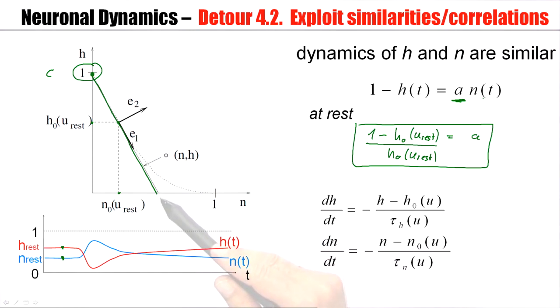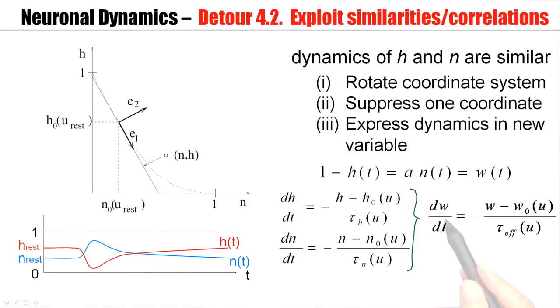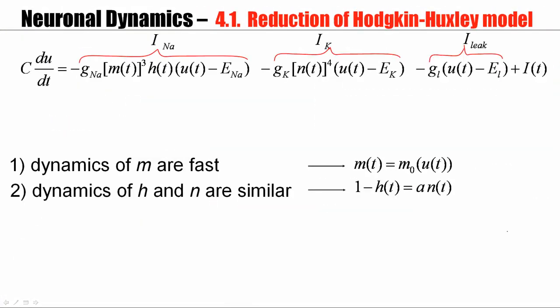But what about the dynamics? We know that H likes to go towards H0 with some time constant tau H. N likes to go to N0 with some time constant tau N. Therefore, it's not surprising that we can reformulate a dynamics for the new variable W such that we say W likes to go to W0 with some effective time constant tau F. And with this, we have arrived at the end of the argument.